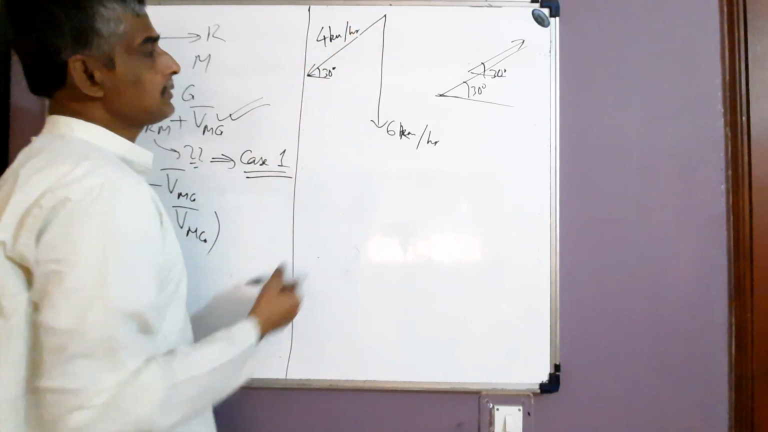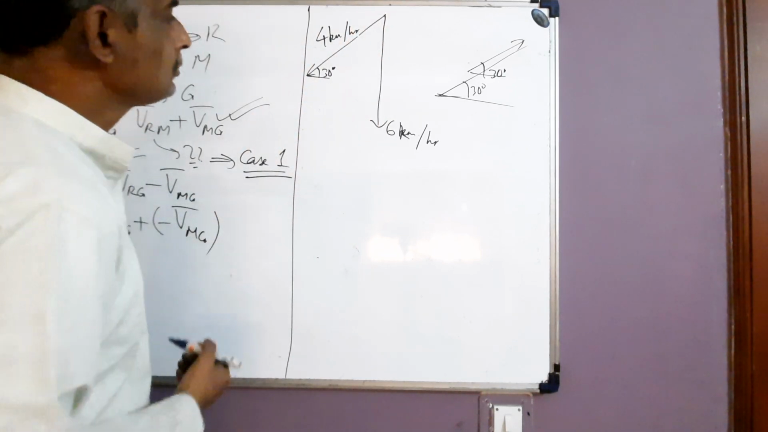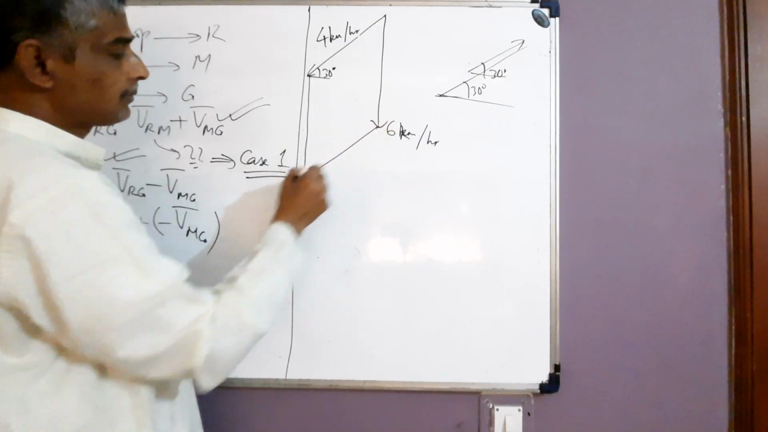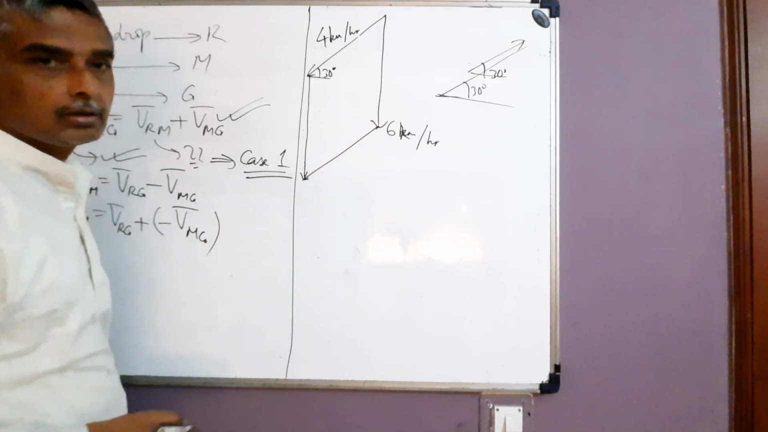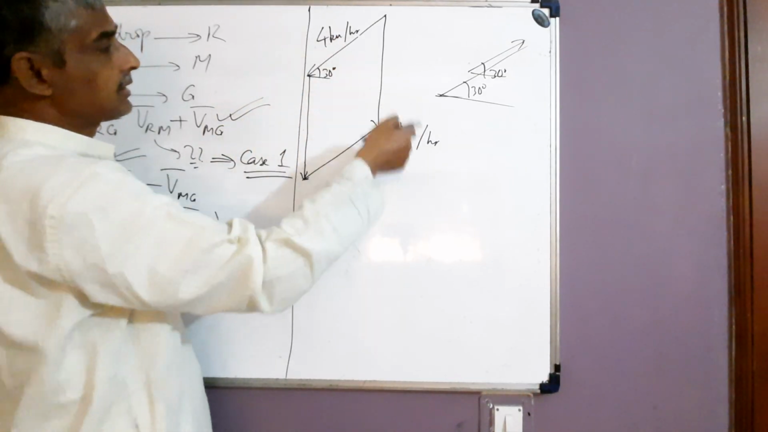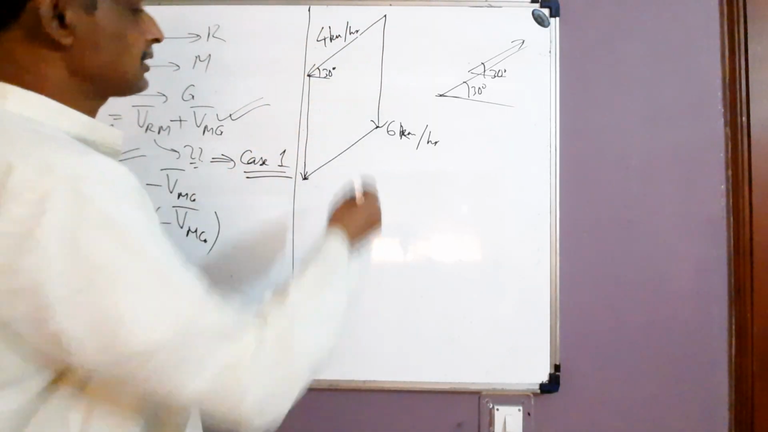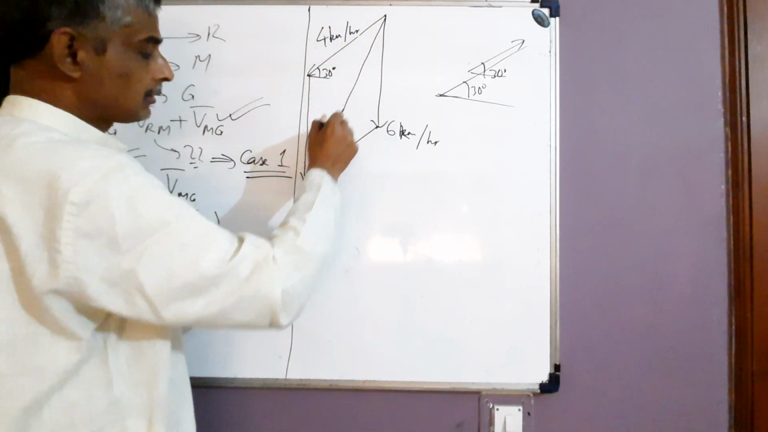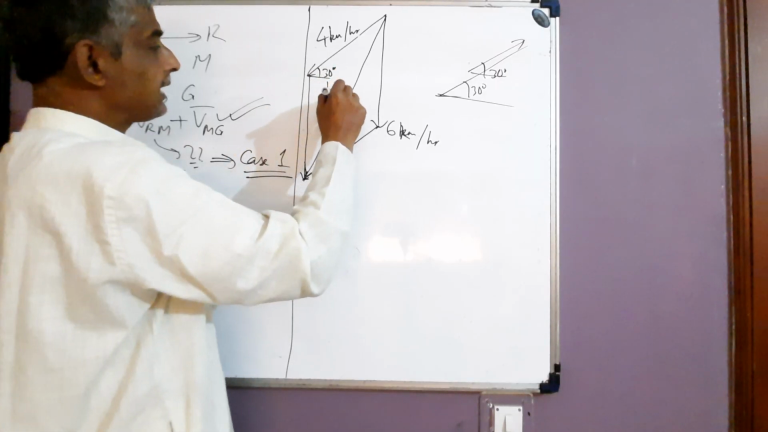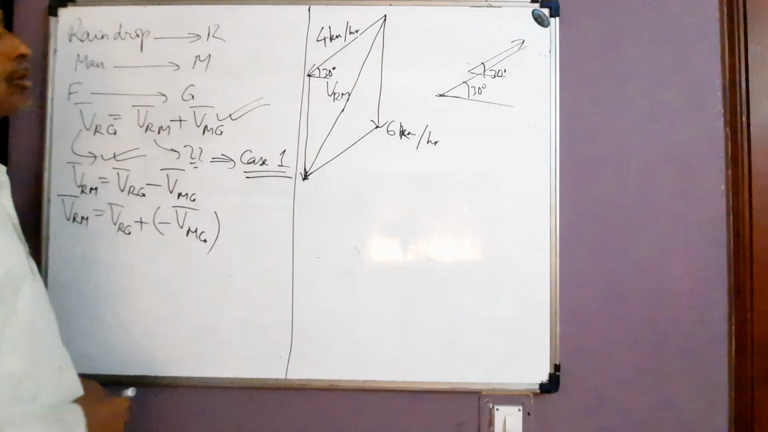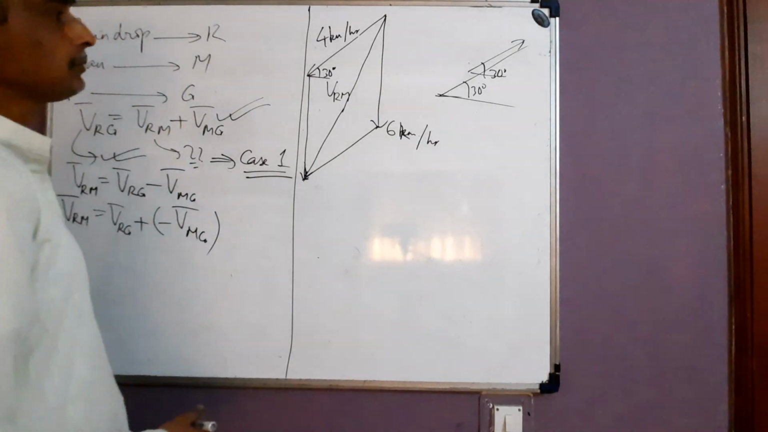This is the VRG. Now what we have to do with these two adjacent sides is complete the parallelogram. Now the common diagonal of this parallelogram through the common tail of these two vectors, this vector, this is the VRM. Now how to find this VRM is the question.